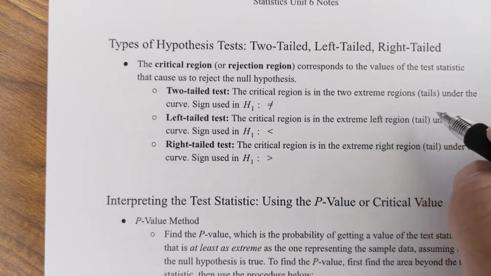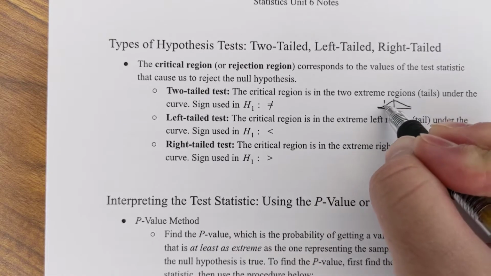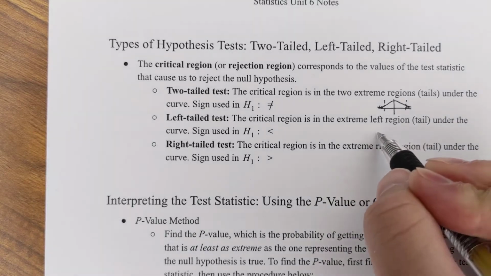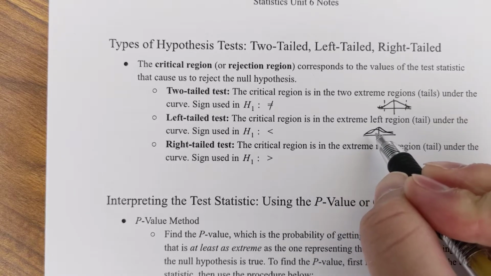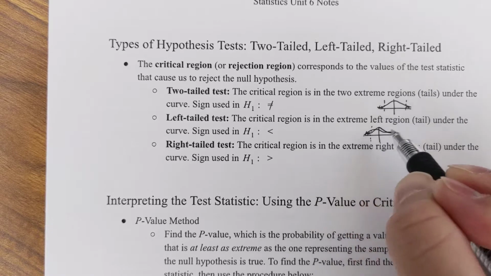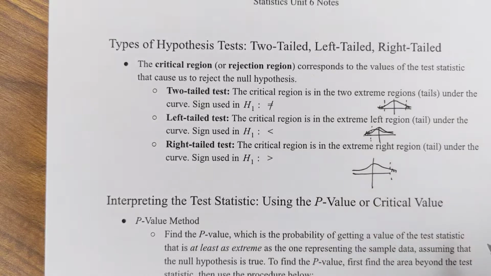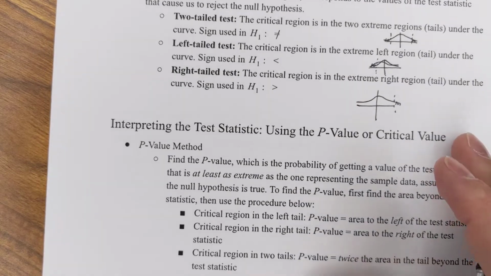So if you think about the normal curve, for two-tailed, there would be two rejection zones on the sides. Left-tailed test, that's a really bad bell curve. The critical region is on the left, and right-tailed test, the critical region is over here on the right. So if our test statistic falls out here, we reject H0.